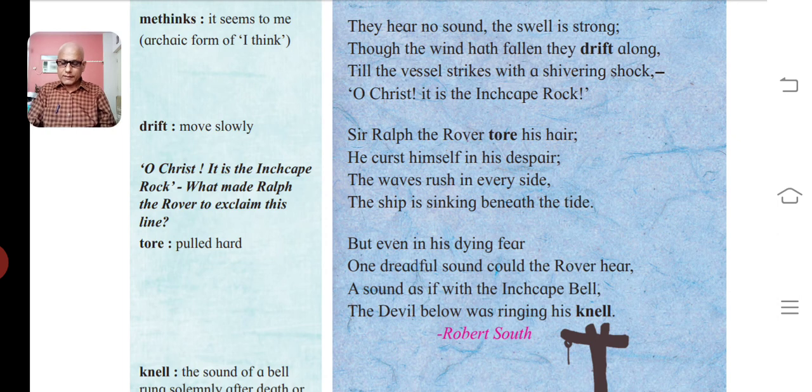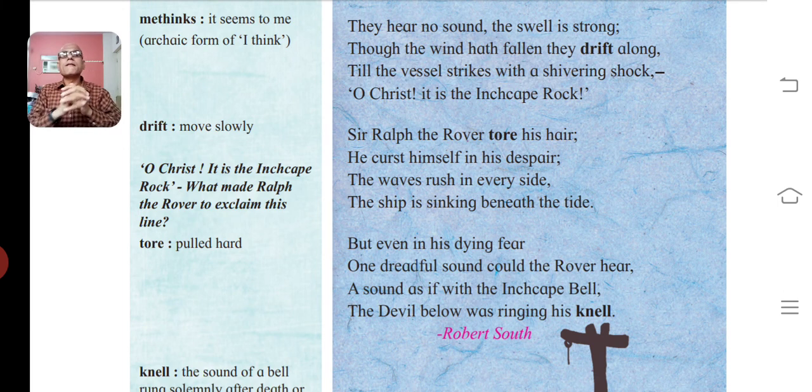Now see the next line. Sir Ralph the rover tore his hair. Here alliteration. Here the sound of R is repeated pleasingly. And the next figure of speech, in the last stanza, second line. One dreadful sound could the rover hear. Here the figure of speech is inversion. The correct prose order of the sentence is, 'the rover could hear one dreadful sound.'